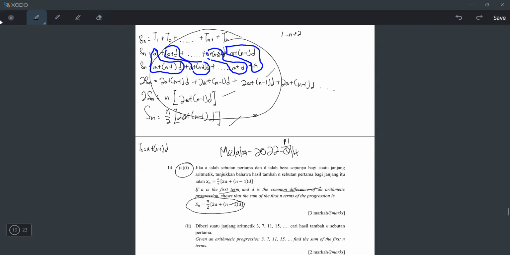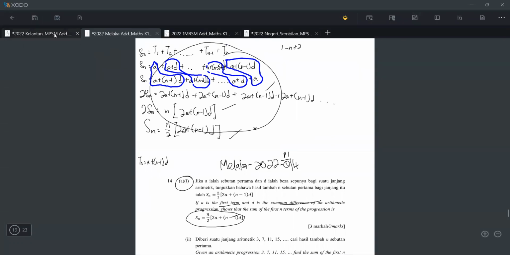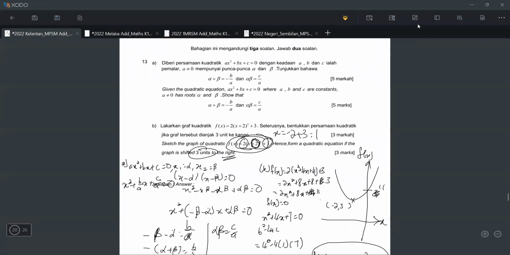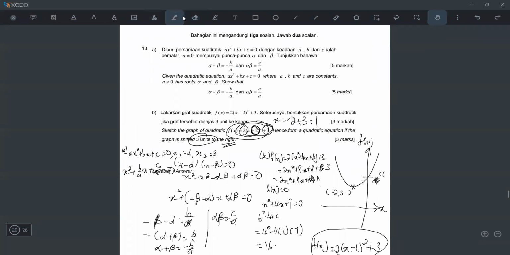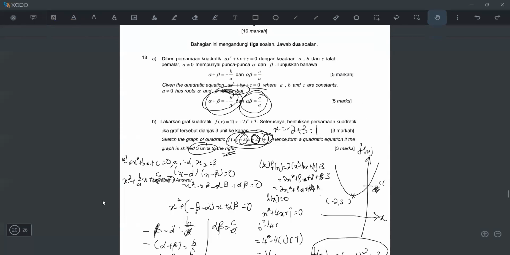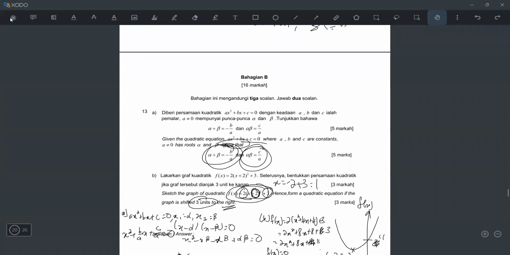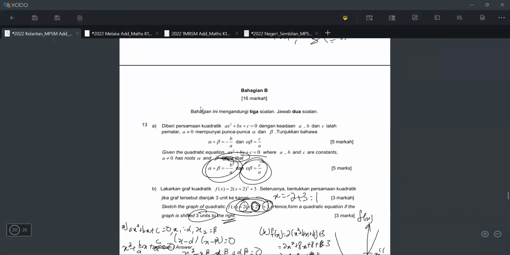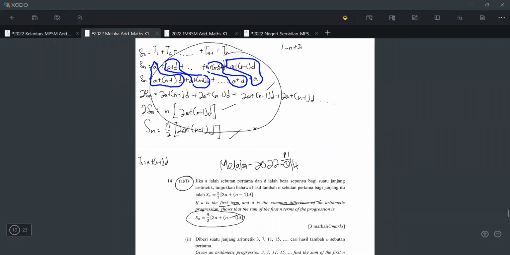Okay, and I also want to show another trial, which is the Kelantan trial. Look at this. They also ask us to show the formula. Can you see? Given the quadratic equation, and so on, show that alpha plus beta equals negative b over a, and alpha beta is c over a. So they also ask you to show, and you know this is the sum and product of roots formula, right? And this is the working. But you can watch it yourself. This is Kelantan. I already uploaded the explanation for this question and this question.